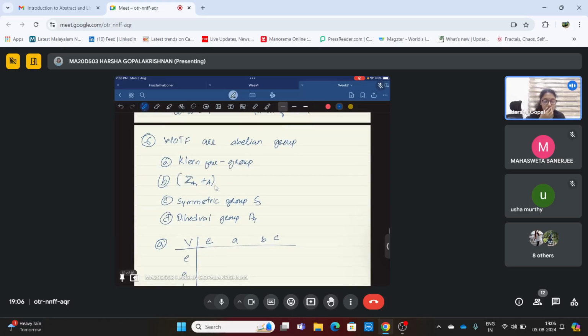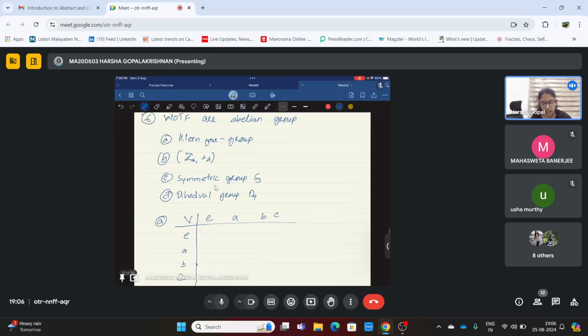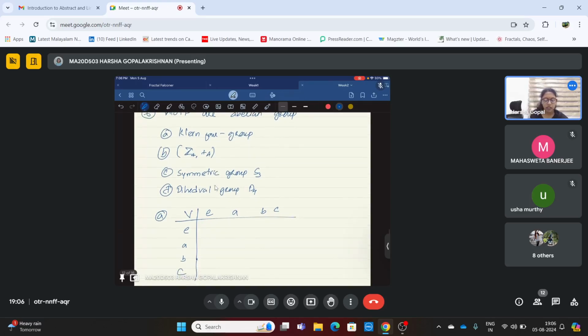The question is, among all these four, what are all the abelian groups? Abelian means commutativity. That means A star B and B star A are same. Okay. Now we will see Klein four group and Z4 under plus 4. In Klein four group we have 4 elements and in Z4 under plus 4 also we have 4 elements.